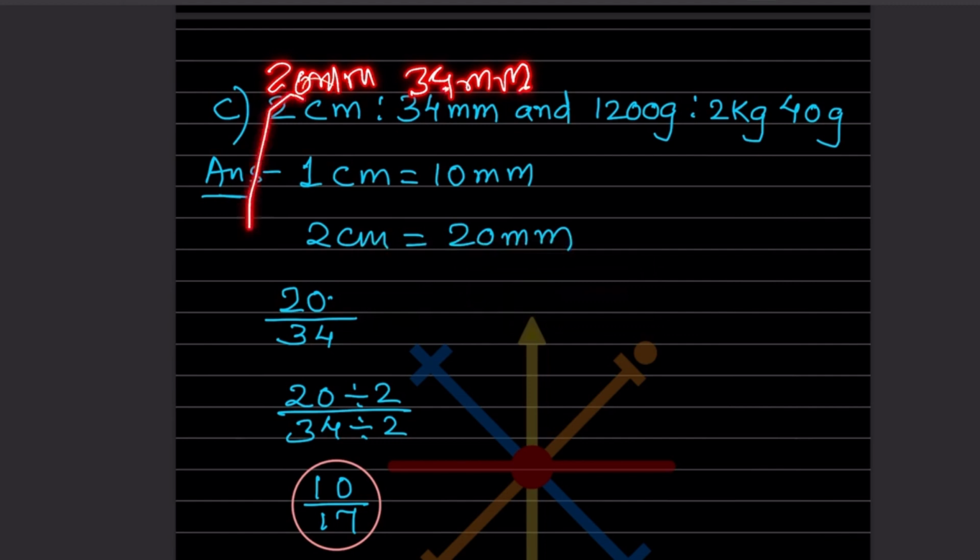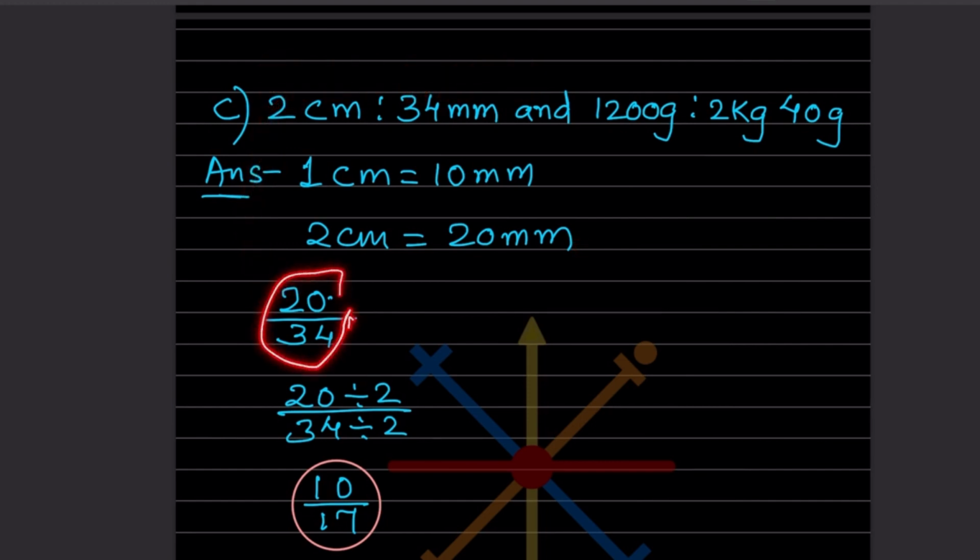Just 20 and 34 we are going to divide it. Hope you got this step. So now what will you do here? You will simplify this one. So this I divided by 2. So what did I get here? 10 divided by 17. So further I cannot do anything because this is a prime number. So this will be as it is.